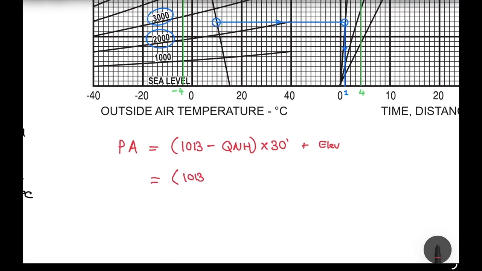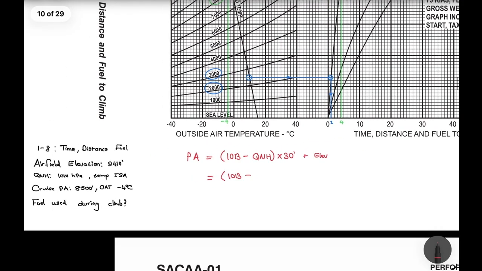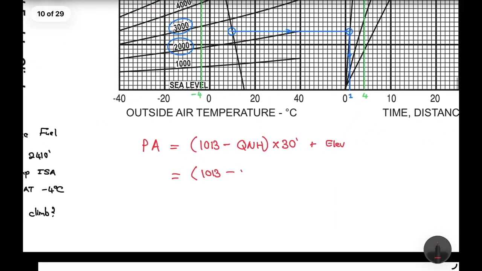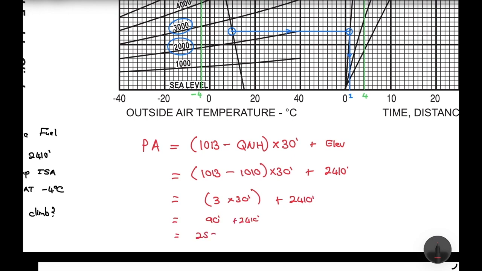So 1013 minus the QNH they gave us on the ground, which was 1010, times 30 foot, plus the elevation of 2,410 foot. So 1013 minus 1010 is 3, times 30 foot, plus the elevation. It's 90 foot plus 2,410 foot, and that's an easy round 2,500 foot pressure altitude.